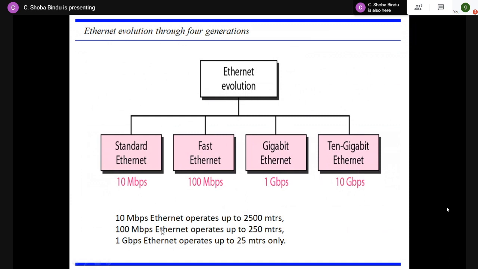When we look at the distance, how far these Ethernet standards can work: when you go for 10 Mbps Ethernet, it can operate up to a distance of 2,500 meters. When you go for 100 Mbps Ethernet, it can operate to a maximum of 250 meters, and 1 Gbps Ethernet operates to a maximum of 25 meters.